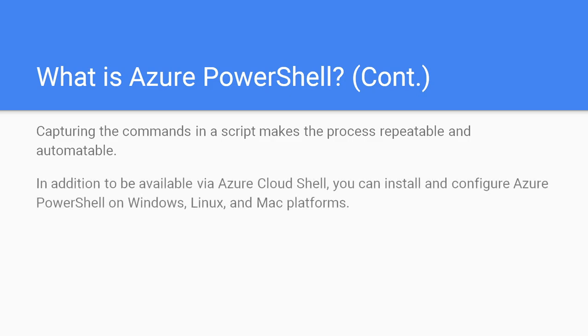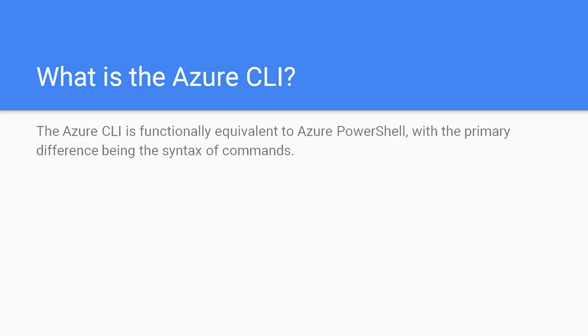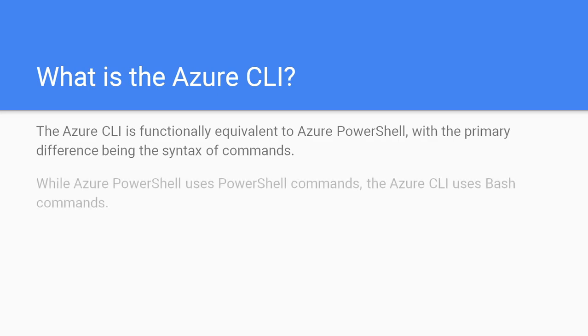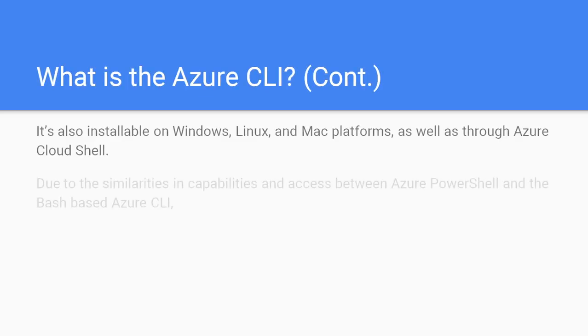In addition to being available via Azure Cloud Shell, you can install and configure Azure PowerShell on Windows, Linux, and Mac platforms. So what is Azure CLI? It is functionally equivalent to Azure PowerShell, with the primary difference being the syntax of commands. While Azure PowerShell uses PowerShell commands, the Azure CLI uses Bash commands. Azure CLI provides the same benefits of handling discrete tasks or orchestrating complex operations through code. It is also installable on Windows, Linux, and Mac platforms, as well as through Azure Cloud Shell.